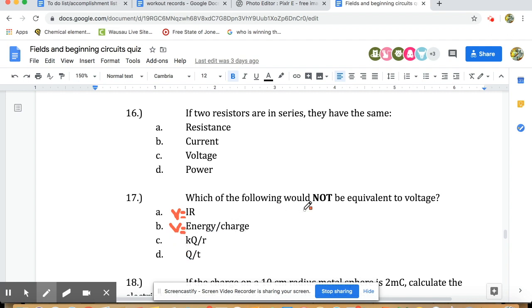Since electrical energy is equal to kQQ over r, and we're dividing by charge to get voltage, well then obviously kQ over r is equal to voltage as well. Likewise, Q over t is equal to current, not voltage. That's I. That's the flow of electricity.